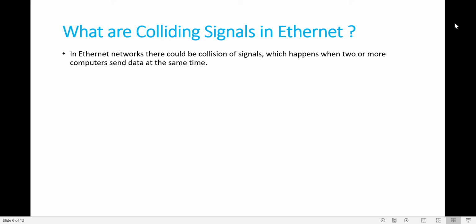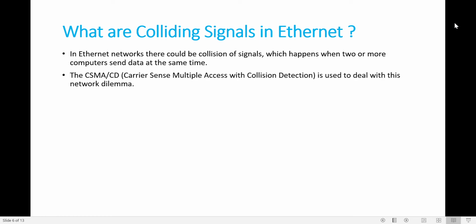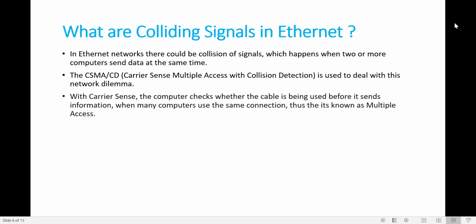Now, in Ethernet networks, there could be collision of signals, which happens when two or more computers send data at the same time. CSMA/CD, that is, Carrier Sense Multiple Access with Collision Detection, is used to deal with this network dilemma. With carrier sense, the computer checks whether the cable is being used before it sends the information. When many computers use the same connection, it's known as multiple access.